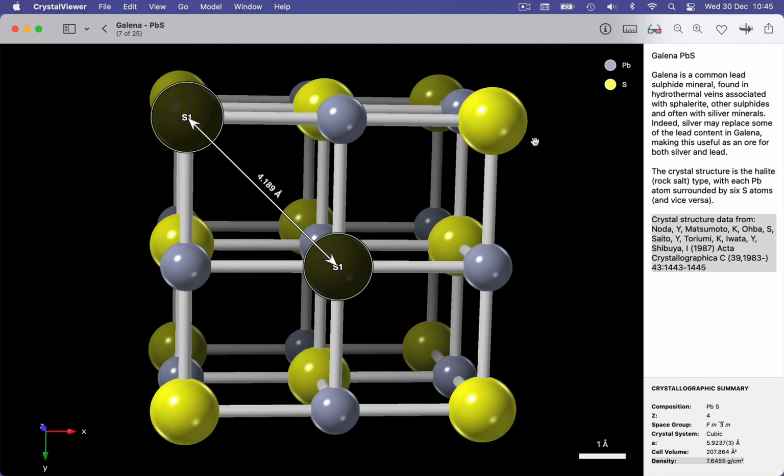So we have now seen how to use the info inspector, how to identify atoms, bonding environments, and how to measure arbitrary distances and angles in the structure.